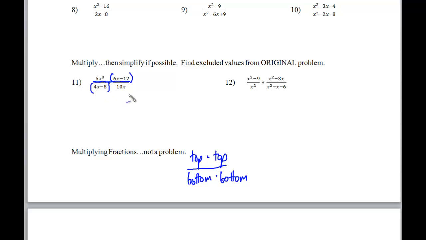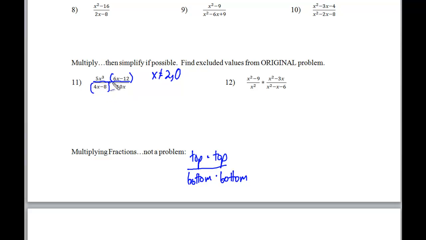And we can do some massive simplification, but first we should check our excluded values. In this first problem, can you think of a number multiplied by 4 to give you 8, and that way would give you 0 inside here? The x value that would do that would be a positive 2. So x cannot be equal to 2, or x cannot be equal to 0, because 10 times 0 is 0. And if you have a 0 in your denominator multiplied by another number, you're going to have 0, and that will give you an undefined answer.